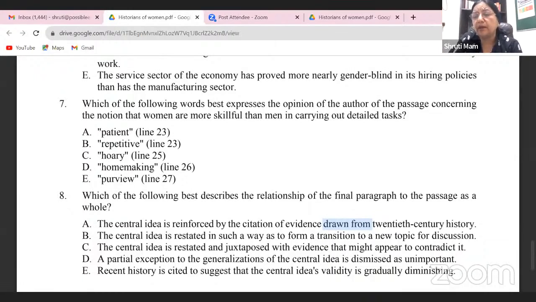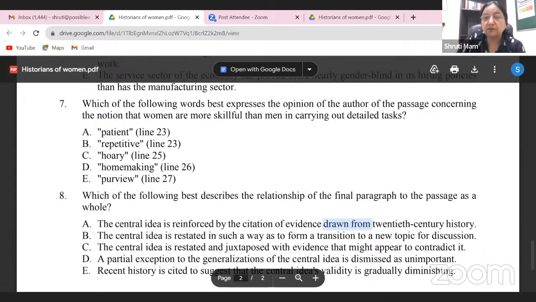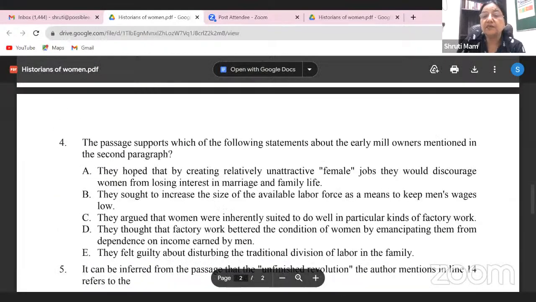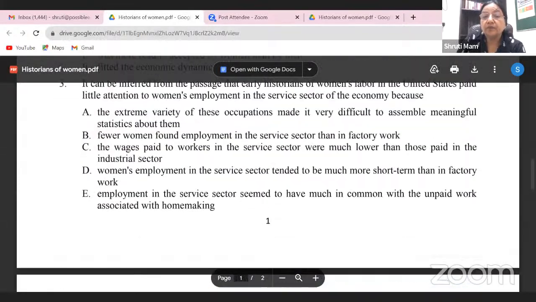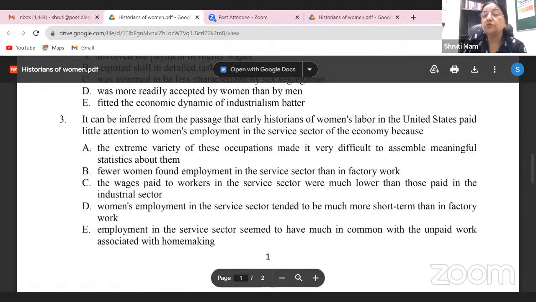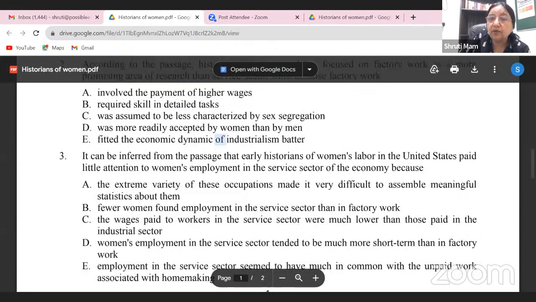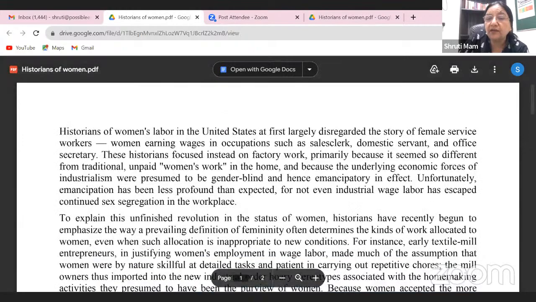Another word that came to my notice was unfinished revolution, and the first question. So the first question was basically talking about this part: historians of women's labor, early historians of women's labor in the United States paid little attention. So now I know the areas where I really need to focus so that I can grasp the meaning. So can we go and look at our method of reading now?